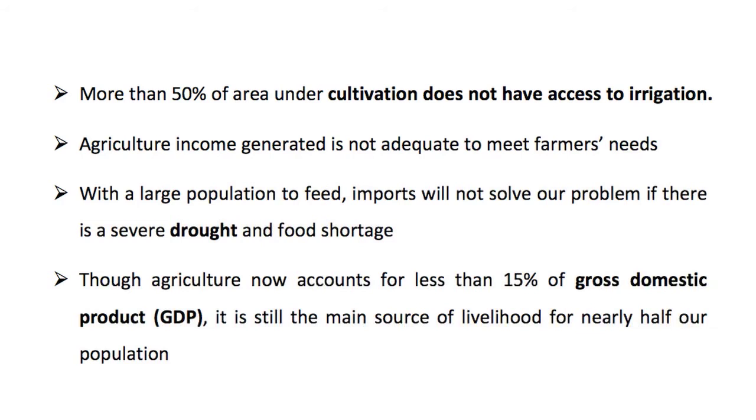With a large population to feed, imports will not solve a problem if there is a severe drought and food shortage. Though agriculture now accounts for less than 15% of gross domestic product, it is still the main source of livelihood for nearly half a population.